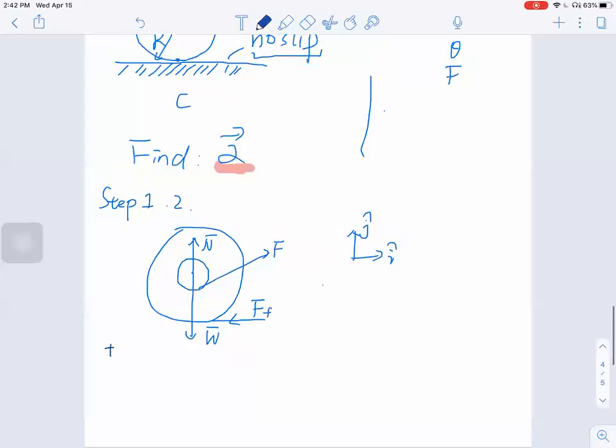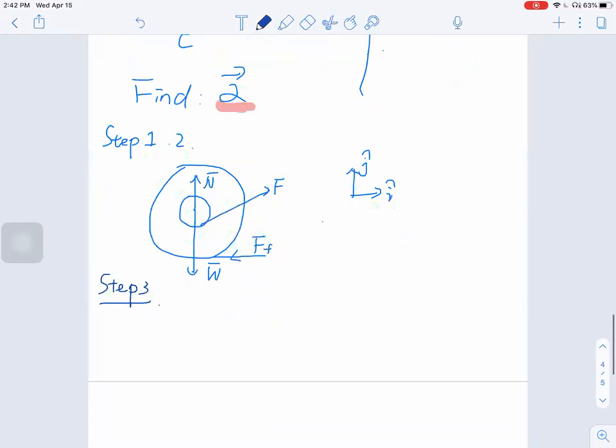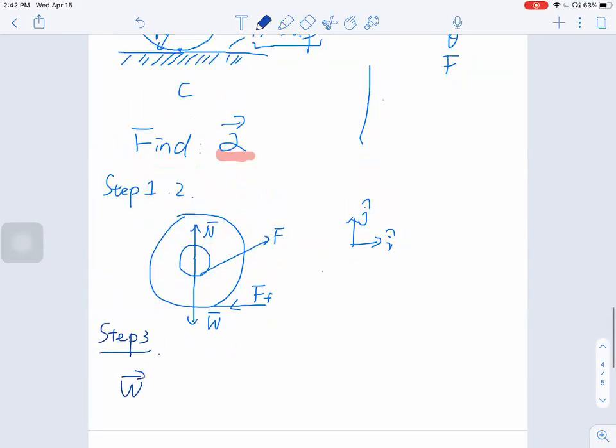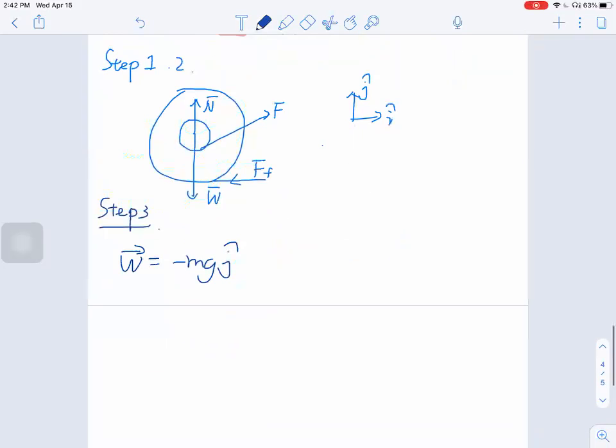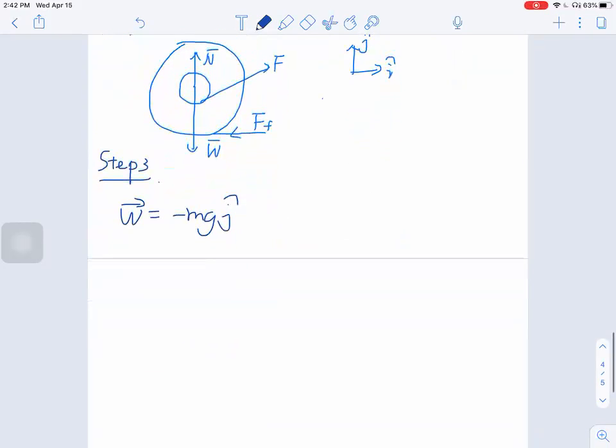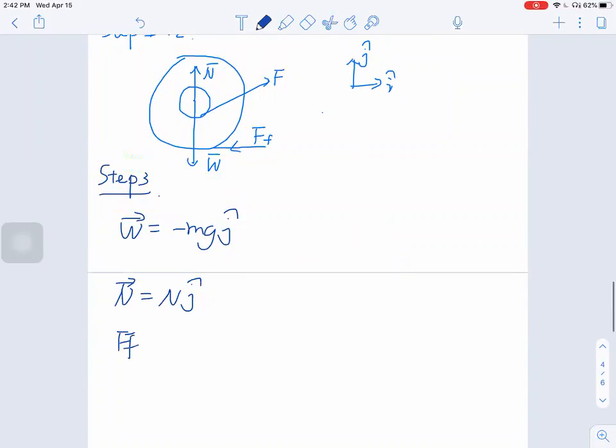Step 3, all the vector forms of the forces. Weight force is negative mg j, normal force is going to be N j, friction force is negative f i. And in this problem, we don't even know what the friction coefficient is.